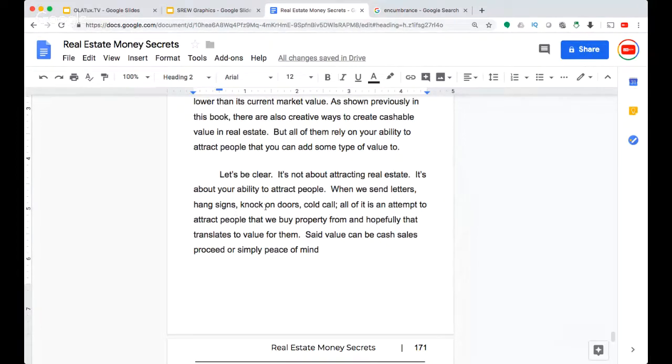When we send letters, hang signs, knock on doors, cold call, all of it is an attempt to attract people that we will buy property from. So we're investors, right? So we're looking to buy. Attract people that we will buy property from, or sell property to, because we do that as well, right?